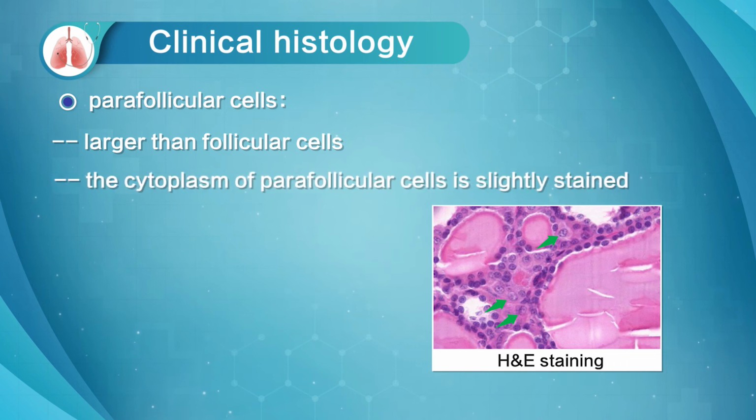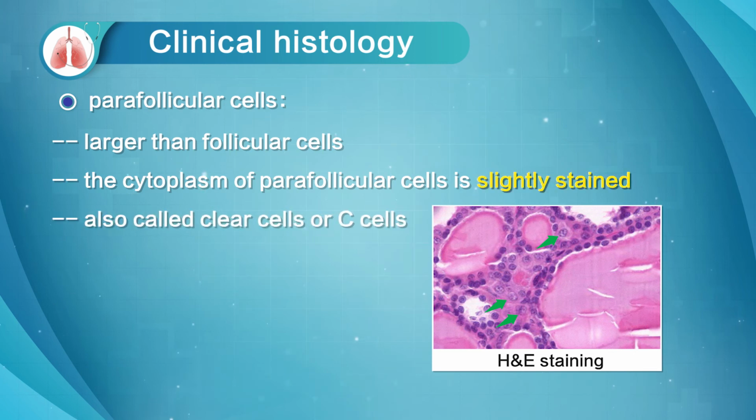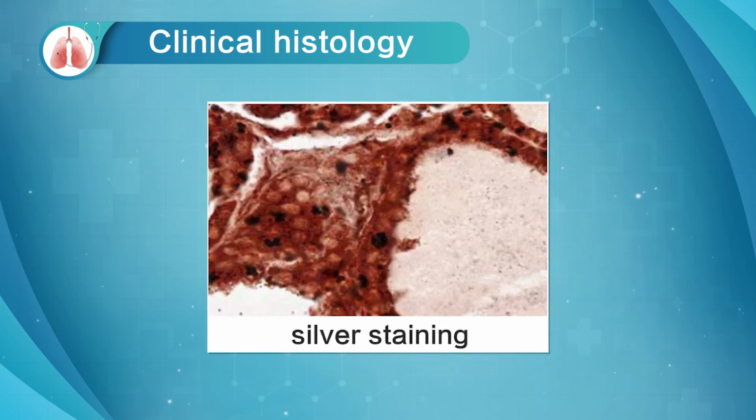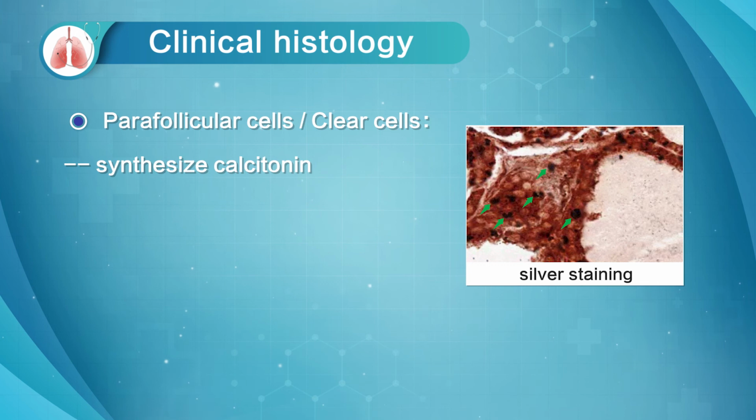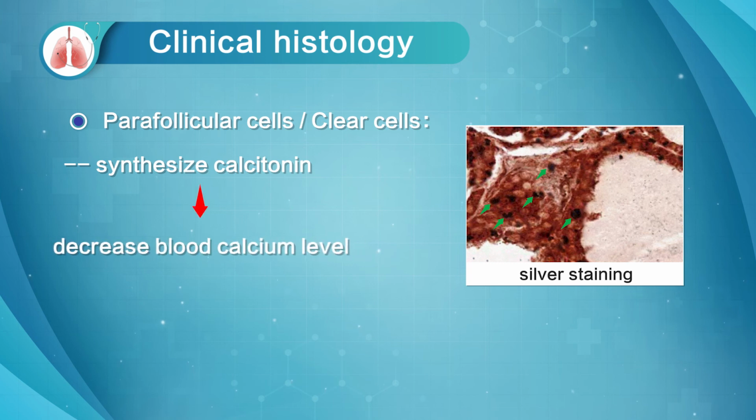In routine tissue slides, the cytoplasm of parafollicular cells is slightly stained, so they are also called clear cells or C cells. The silver impregnation staining shows the calcitonin-containing argyrophil granules in the cytoplasm. Calcitonin inhibits the activity of osteoclasts in bone and stimulates the excretion of calcium by the kidney. These actions lower blood calcium concentration.